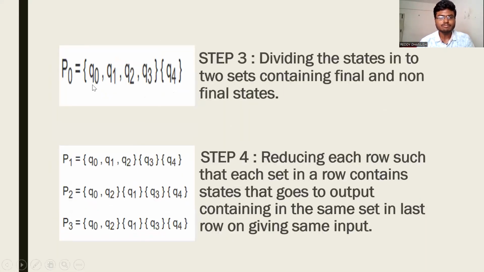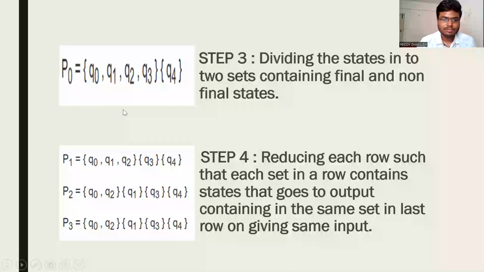And in step 3, we will divide the states into two sets, that is the set of non-final states and the set of final states. Here the set of non-final states are Q0, Q1, Q2, and Q3, and the set of final states is Q4.